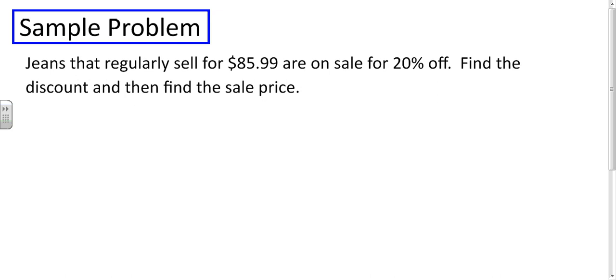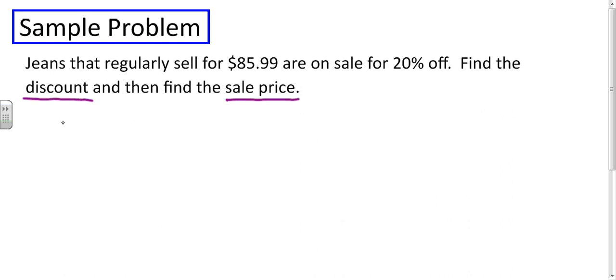Jeans that regularly sell for $85.99 are on sale for 20% off. Find the discount, so this is how much you're saving, and then find the sale price. How much do you have to pay for the item? So this is just a percent problem. I want to find 20% of $85.99.